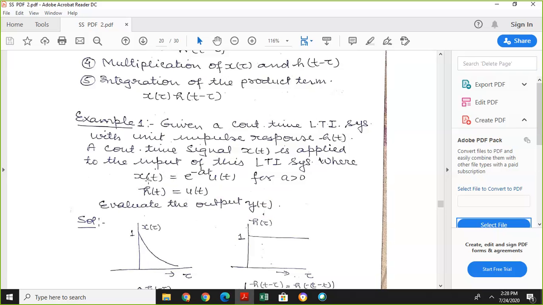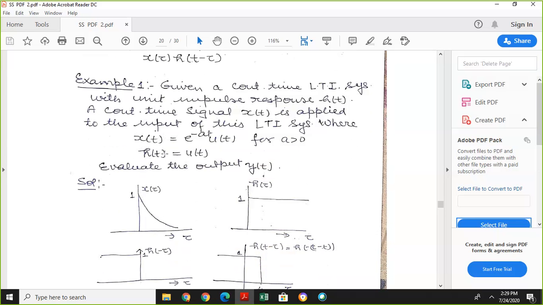First draw x of tau. This is x of tau. Simply replace t by tau. h of tau: here t is replaced by tau, and so this expression is exponential minus a tau into u of tau.